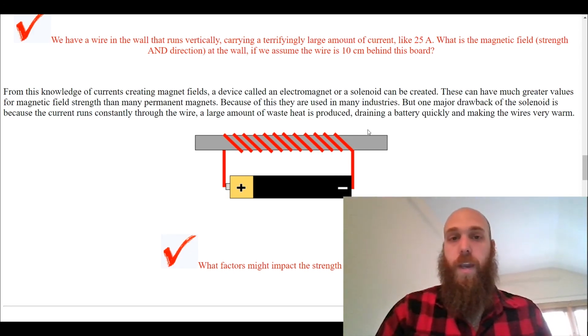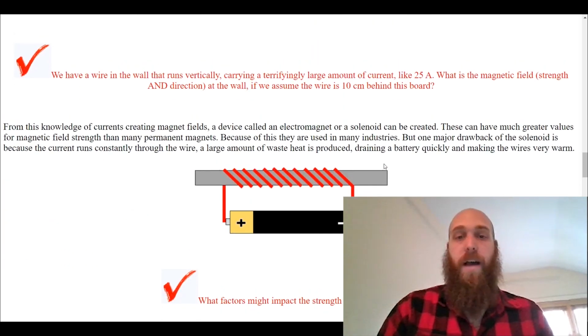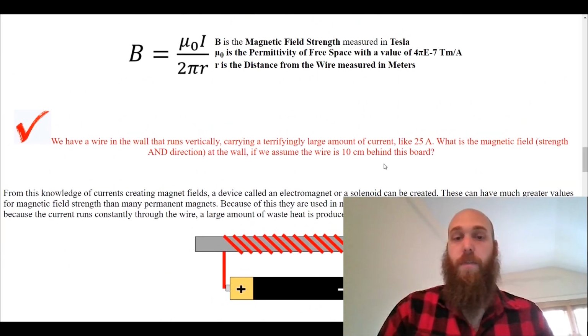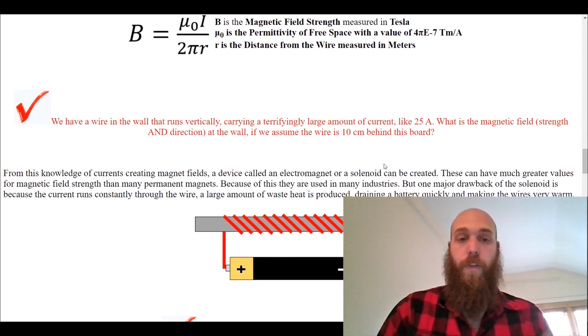And so you can use more or less this same formula to figure out that magnetic field strength as well. It's going to depend on how much current you have and how far away you are from the center of that core.